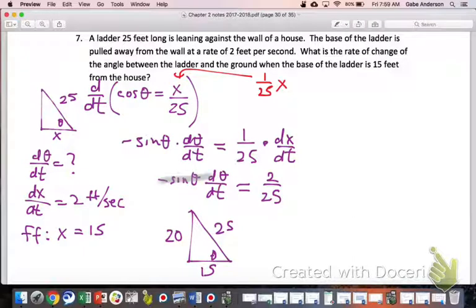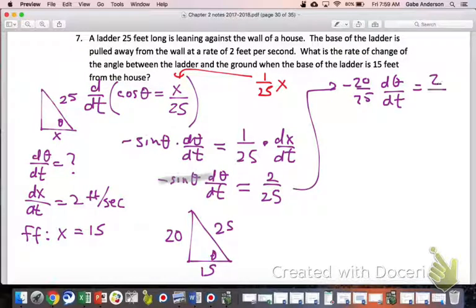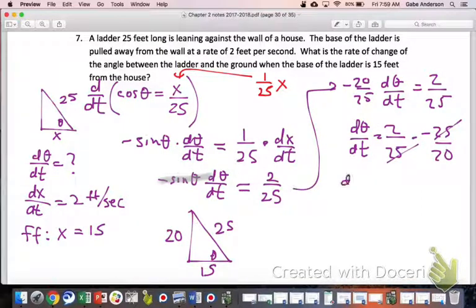I read you wrong. Okay, so we do sine of that angle, which ends up being 20/25, opposite over hypotenuse. So sine of theta is just 20 over 25. It'd be negative 20/25 times d theta dt is equal to 2/25. To get rid of the negative 20/25, I multiply both sides by the reciprocal. So d theta dt is equal to 2/25 times negative 25/20. Of course, the 25s cancel. You end up with negative 2/20, and 2/20 is 0.1, so you end up with negative 0.1.